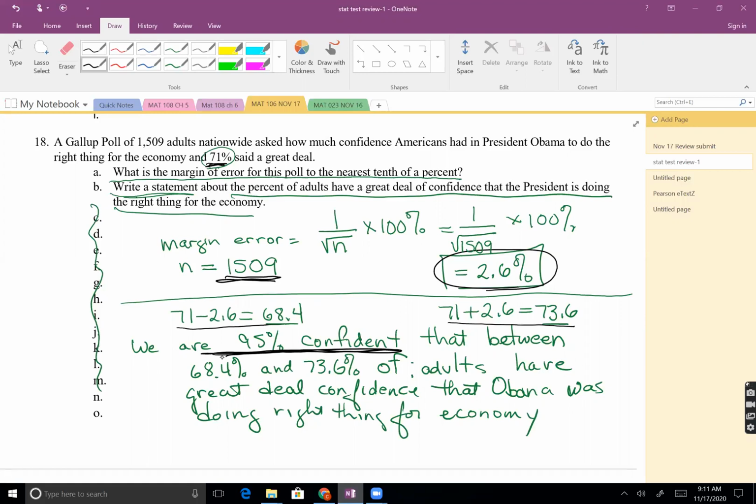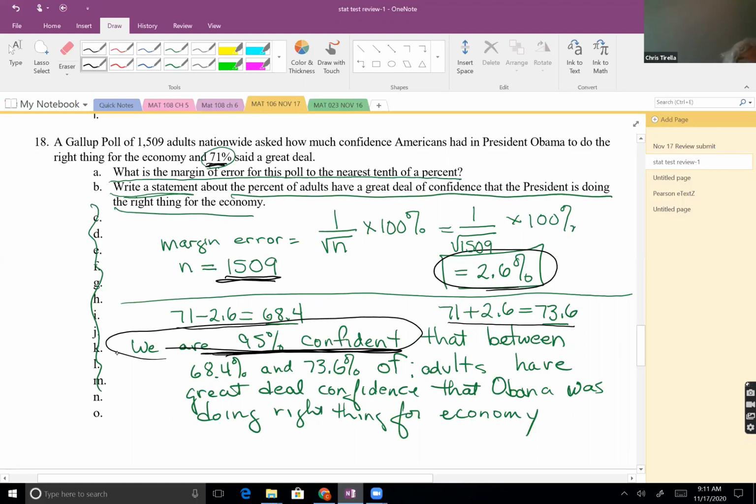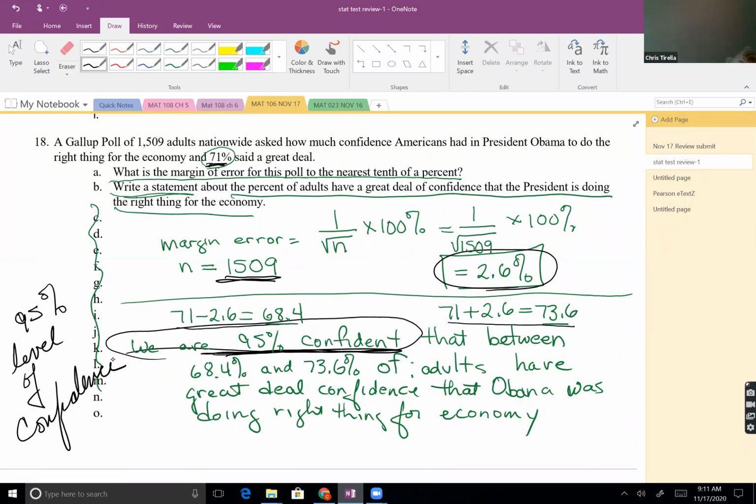Wait, how did you get the 95% again? We're always going to be 95% confident. The formula that we use is for the 95% level of confidence. Oh, okay. If it's a different level of confidence, then our formula for the margin of error changes. And so we want to kind of keep it simple. We're only going to look for that 95% level of confidence. Okay. That one, all right.